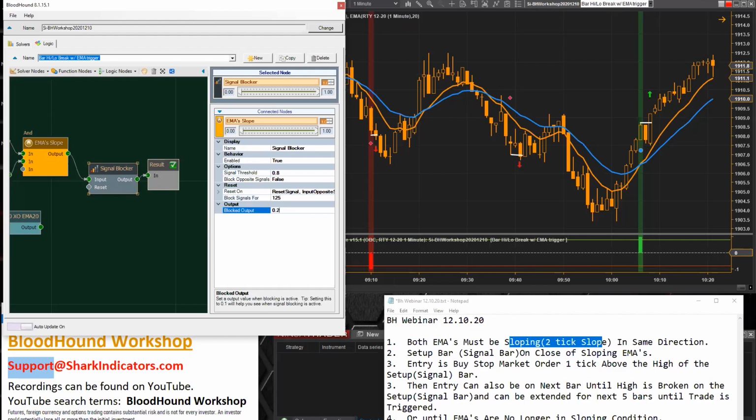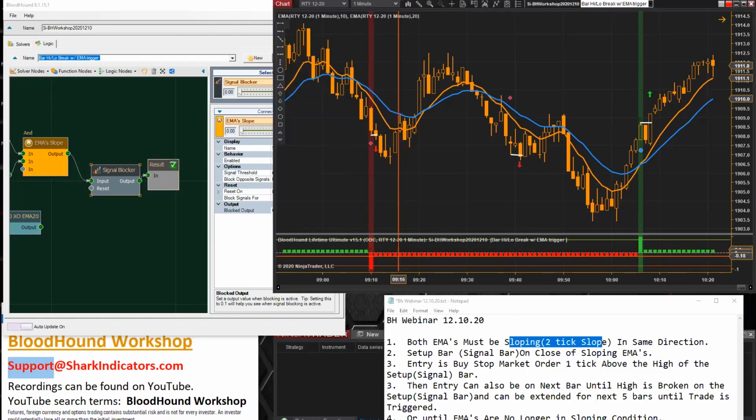So let me show you a little trick here. The signal blocker has a blocked output setting here, and this helps you debug the signal blocker. It helps you identify what the signal blocker is doing. So you can see now on the chart all these little tiny short signals. We get the full signal, and then we get all these little short signals. What these little short signals are is they're telling you that the signal blocker is blocking short signals.